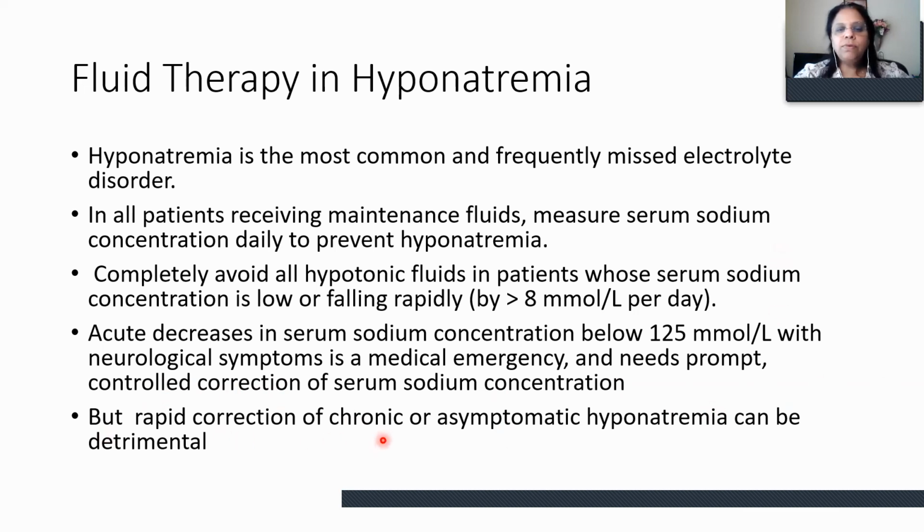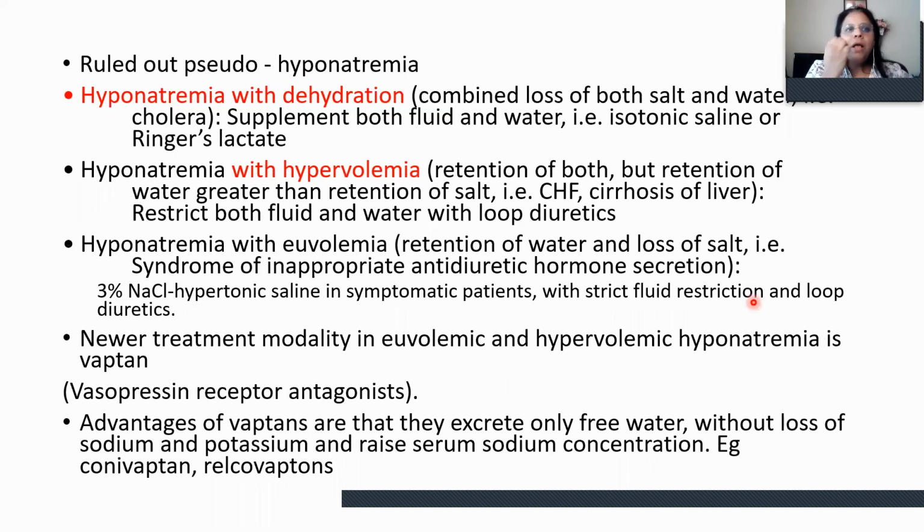But rapid correction of chronic or asymptomatic hyponatremia can be detrimental. So you have to be very careful in correcting hyponatremia. You better correct the dehydration and correct the hyponatremia very cautiously. It should not be more than 8 millimoles per liter per day. Around that, around 12 millimoles per day we increase. You have to rule out pseudohyponatremia. I'm just telling you this.